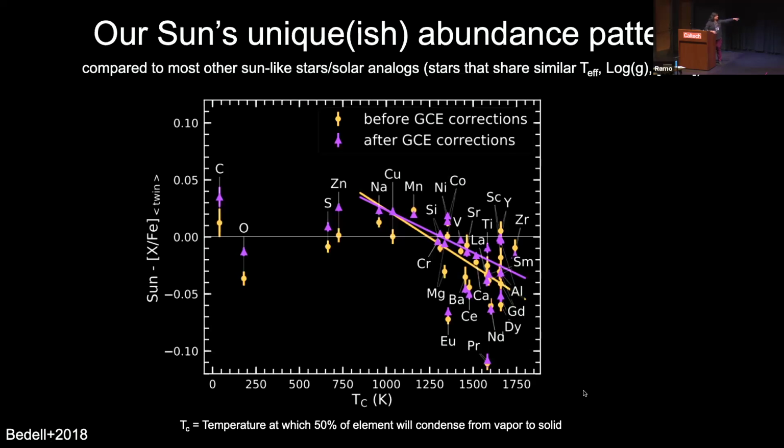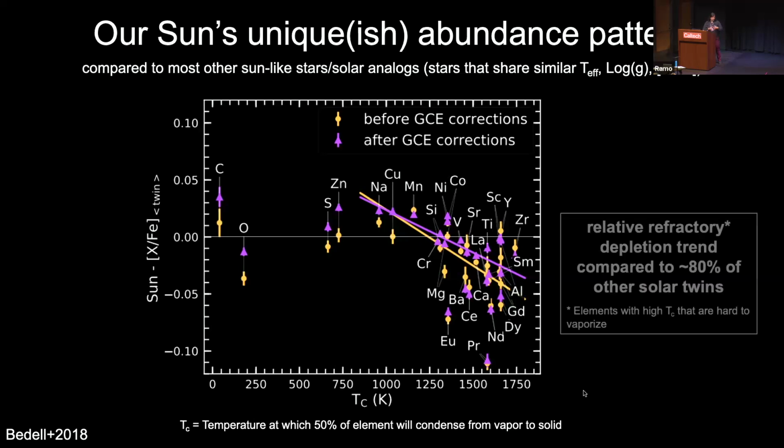And so you see on the right-hand side here that our sun is looking depleted in these higher condensation temperature elements, or our refractory elements, the elements that make up our rocky bodies. And this has come to be known as the relative refractory depletion trend that we see in our sun. Depending on the type of analysis that's done and the data that are used, we typically see our sun is showing this depletion in refractory elements compared to 70 to 80% of sun-like stars we've studied. And so the question is why, right?